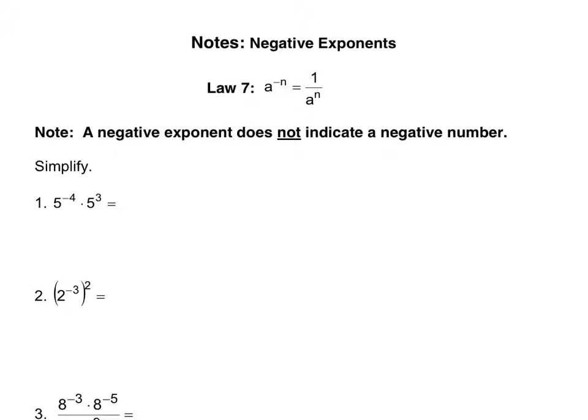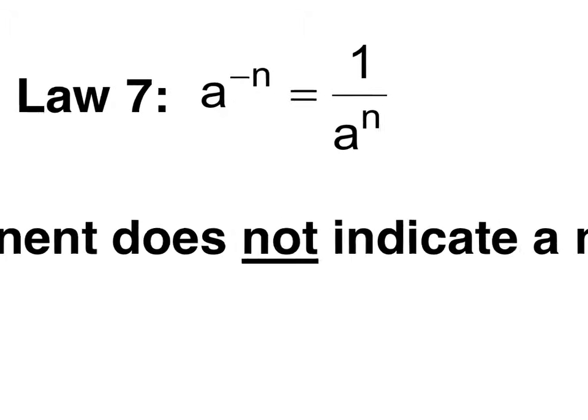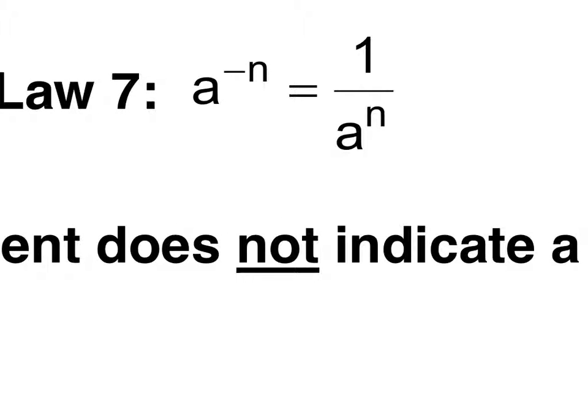So the 7th law is about negative exponents. So if you have a negative exponent, okay, so the actual exponent, the little number up there, is negative, you can make it positive by just pushing it to the other side of a fraction. So if it is in the numerator, like here, if you push it to the bottom, it becomes positive.